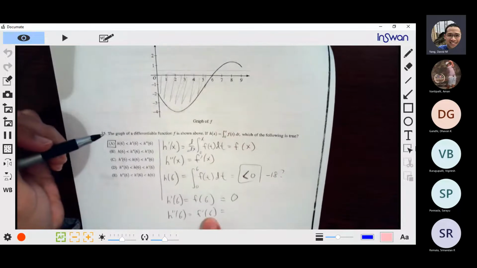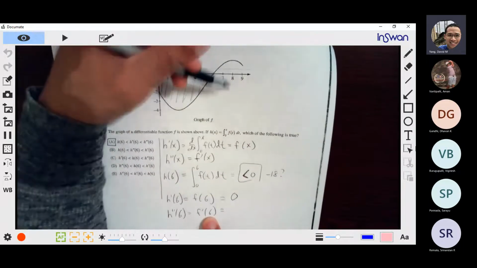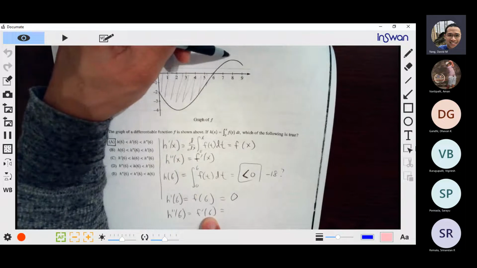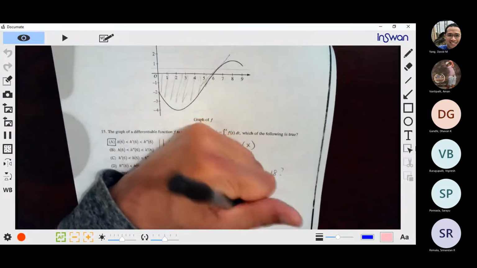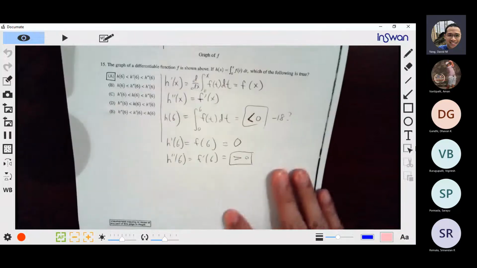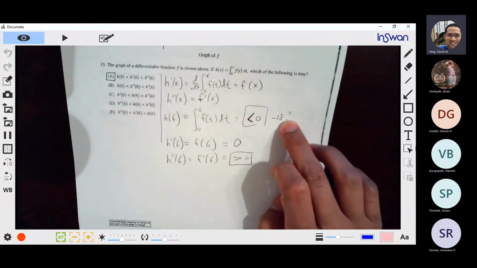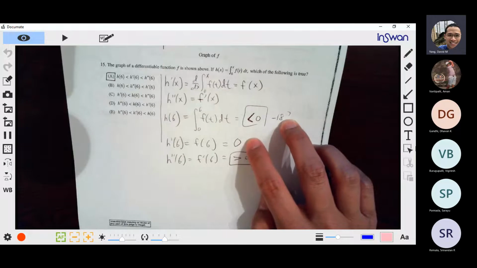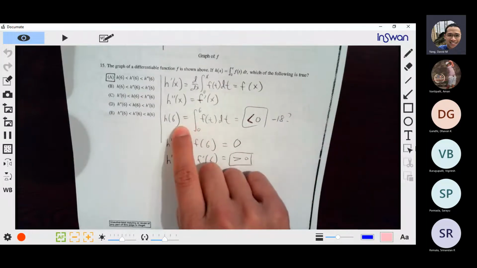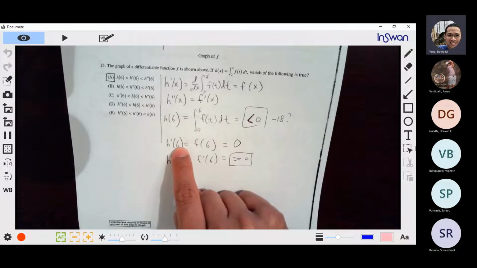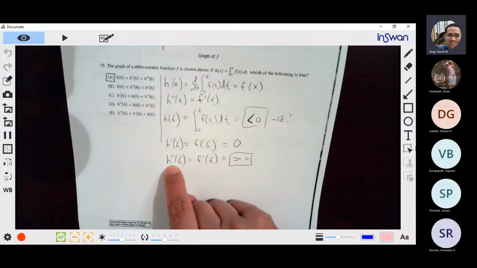And then h double prime is f prime of 6. f prime of 6 is the slope of the graph at 6. And we see the graph is increasing, so the slope is positive. To order these in ascending order, we know the negative is going to be first, followed by the 0, followed by the positive number. So h of 6 is smallest, h prime is next, and h double prime is largest.